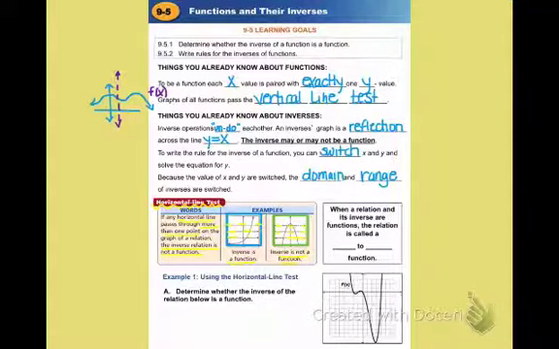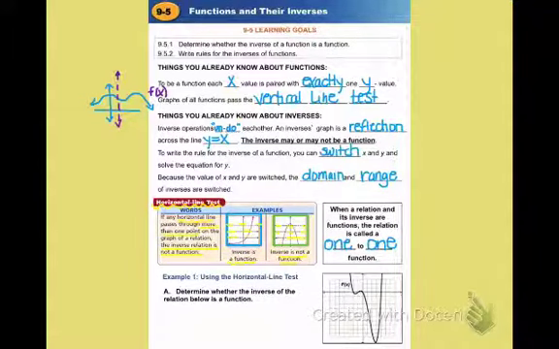So when a relation and its inverse are both functions, the relation is called a one-to-one function. And mainly the reason why they call it a one-to-one function is that for both the original and its inverse, one input means one output. That's how you know if something's a function. For a unique input, there's a unique output.